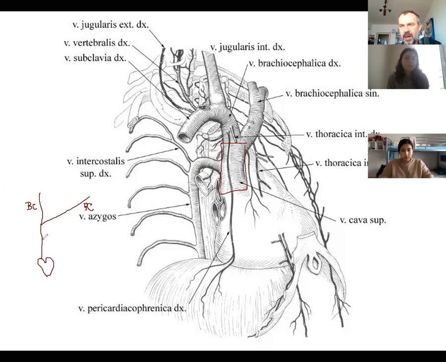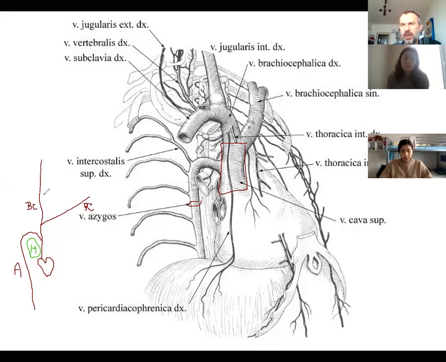It's longer. The azygos vein, which is a vein draining, and you can see it here, this one, is draining the thorax. Then it runs behind and above the pulmonary hilum. It also causes a groove on the right lung, and it drains into the superior vena cava. Sorry, back to this color.